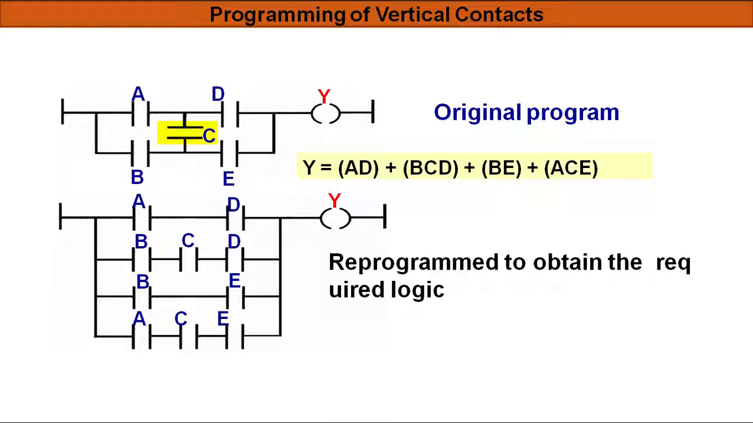See, the original program is this: Y = AD plus BC plus A. So we will reprogram to obtain the required logic. This is how we will go vertically, we have made this AB. We will go this way, not this way, we'll go this way. AD, BCD, B, AC.